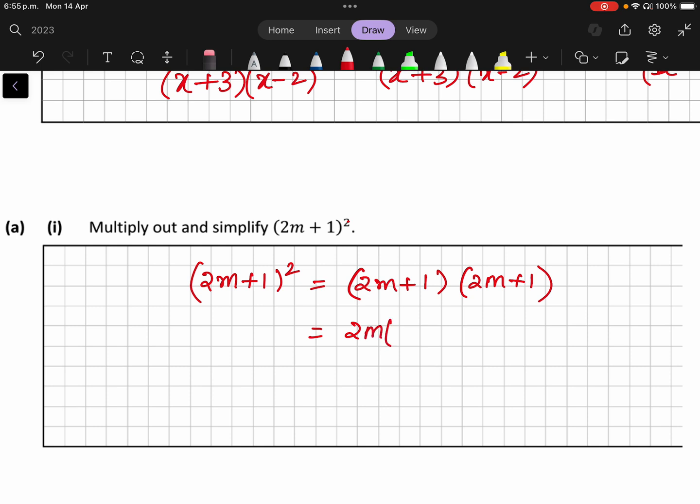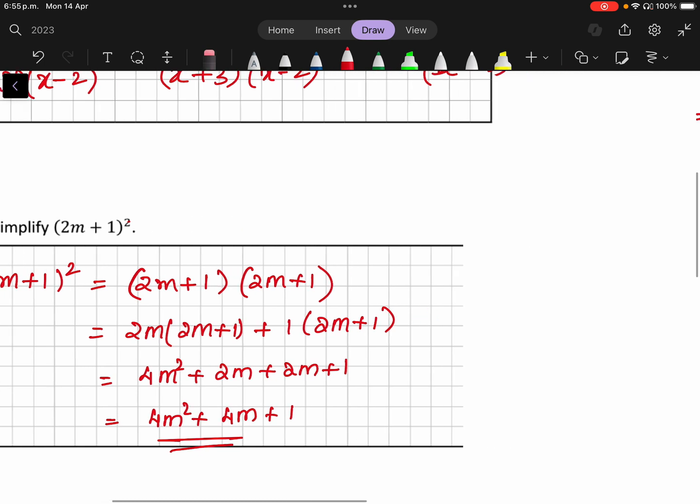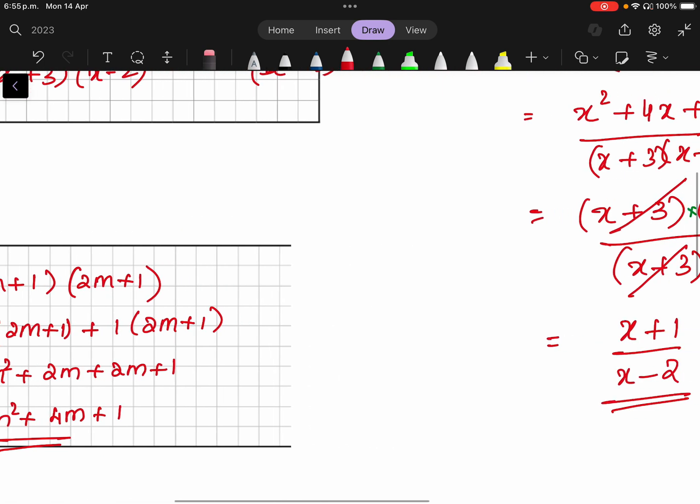Then you simplify this as 2m times 2m plus 1 times 2m plus 1. That is equal to 4m square plus 2m plus 2m plus 1. This is equal to 4m square plus 4m plus 1. Okay, very easy question. Now let me tell you an alternate method for this.